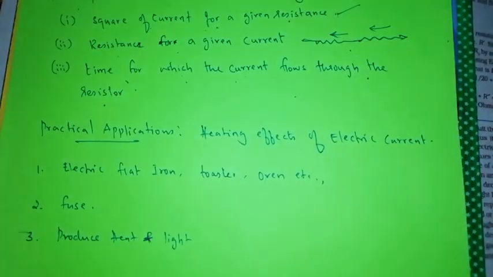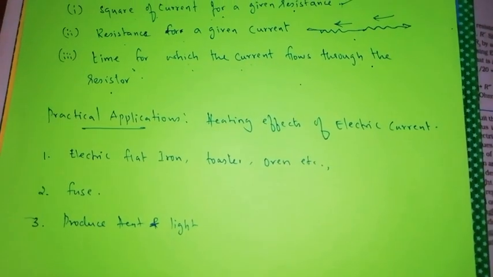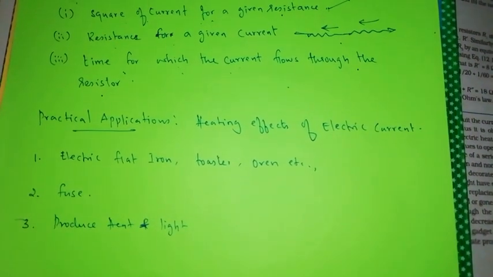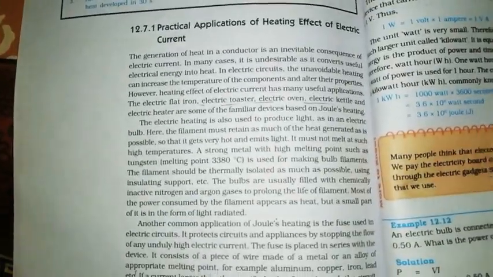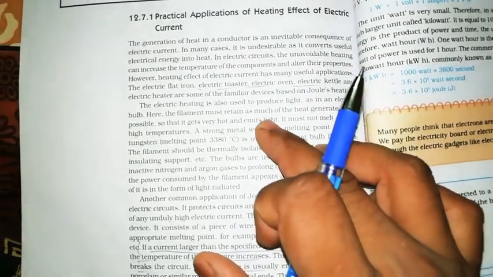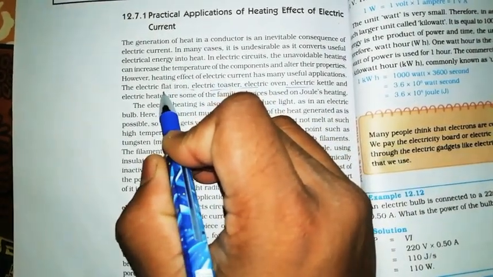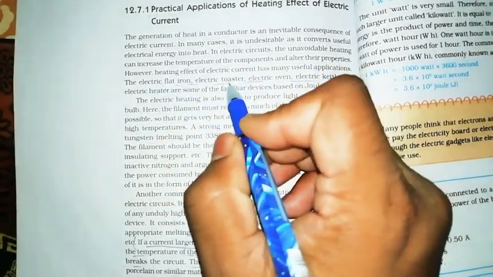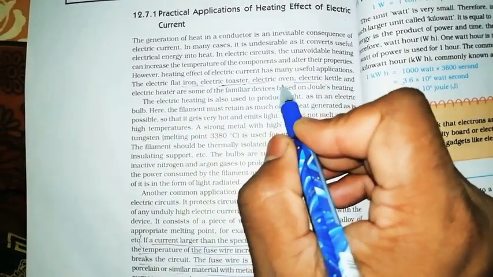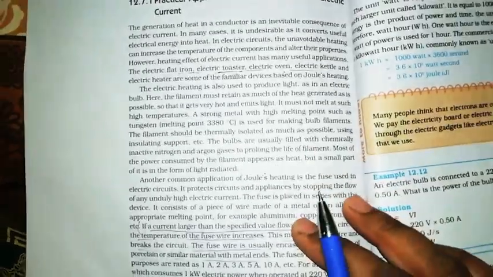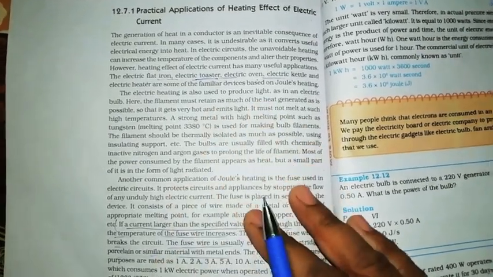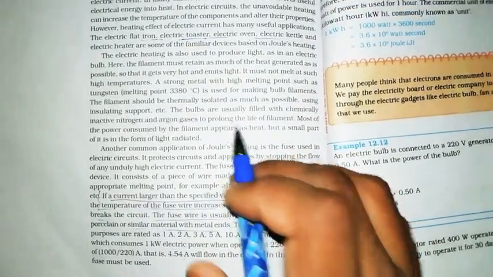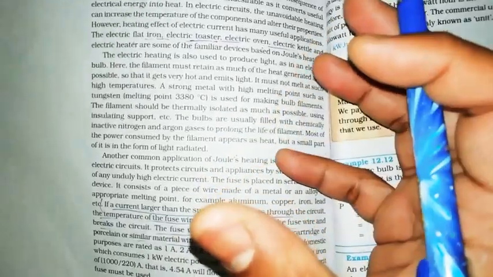So let's learn about the practical applications. What are the practical applications of the heating effect of electric current? You can turn to page 218. There you will look at the practical applications. Mainly through this heating effect of electric current, we are still using iron boxes in our homes, electric toasters, electric ovens, electric kettles, right? These are all applications of the heating effect of electric current. Another thing is, we are using some bulb, right?